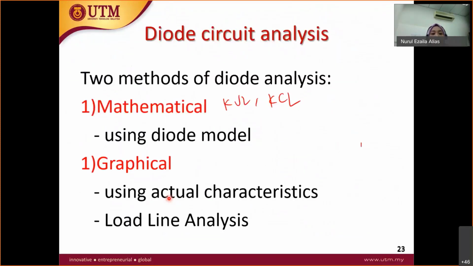So I just want to continue here. There are two methods of diode analysis. One is mathematical, where you're using a diode model. The diode model could be a silicon diode, where it has a voltage drop across the diode. And then we're going to continue a bit here. Many types of circuit here, and also in the next hour we will do the graphical method.